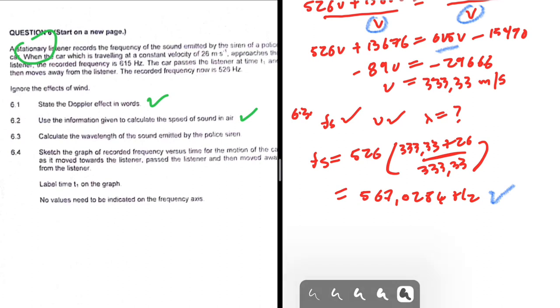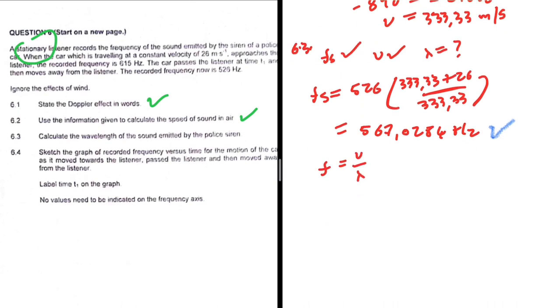Okay, so we have Fs. So now we just need the wavelength. The frequency is equal to the velocity divided by the wavelength. So the wavelength is the velocity divided by the frequency. So let's substitute here.